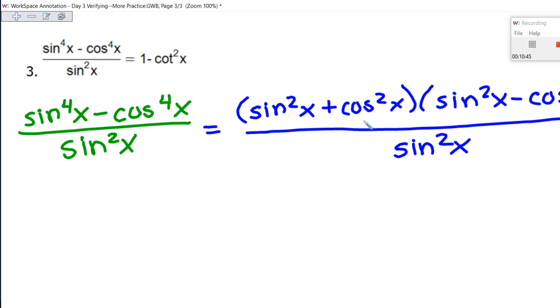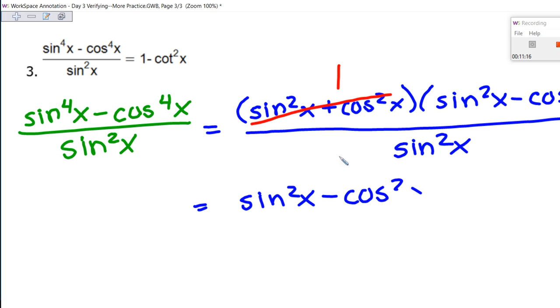What next? We do have another difference of squares, but before that, sine squared plus cosine squared equals 1. That's my Pythagorean identity. So this is equal to 1. So that's going to be sine squared of x minus cosine squared of x over sine squared of x.